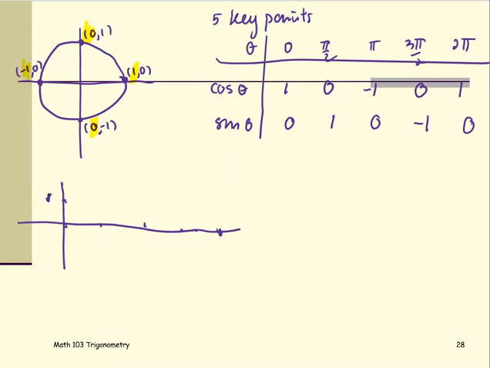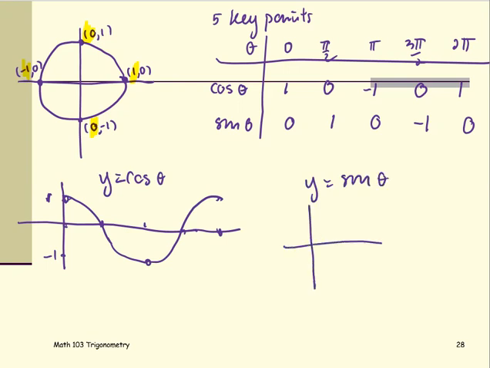The cosine graph has a maximum of 1 and a minimum of negative 1. And for the y equals sine graph, the maximum is positive 1 and the minimum is negative 1. At the 5 key points, we have the function values at 0, up to 1, and 0, negative 1, and back to 0.